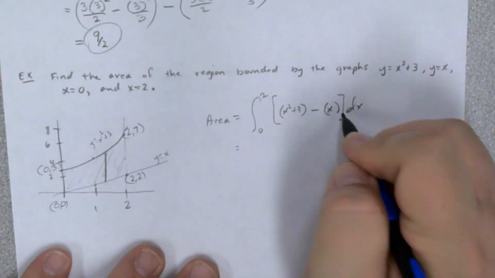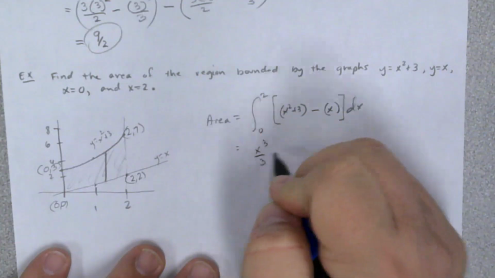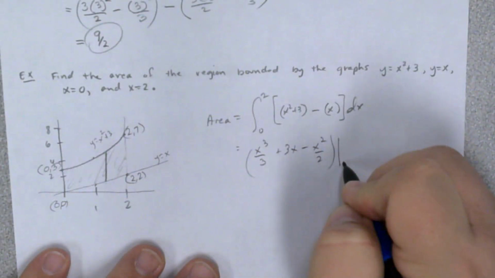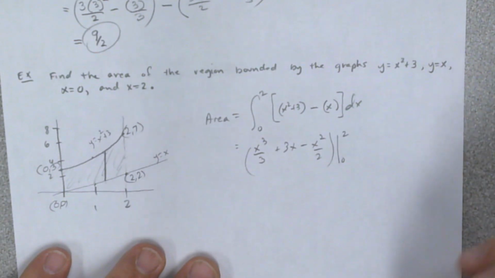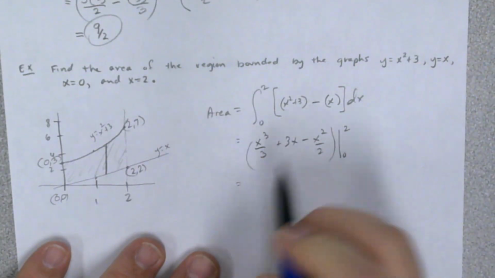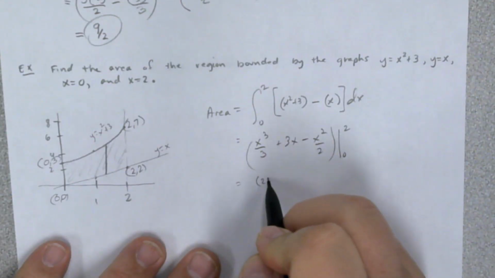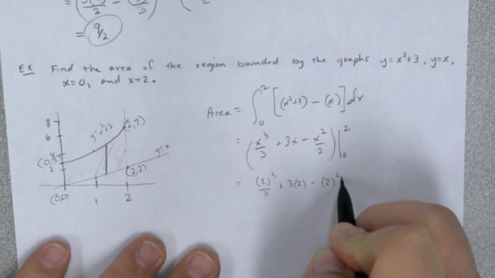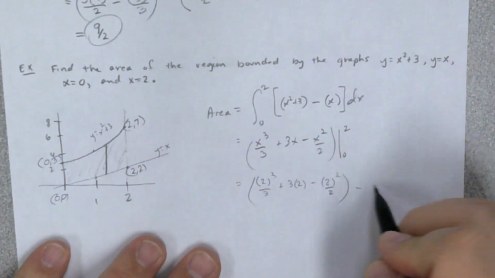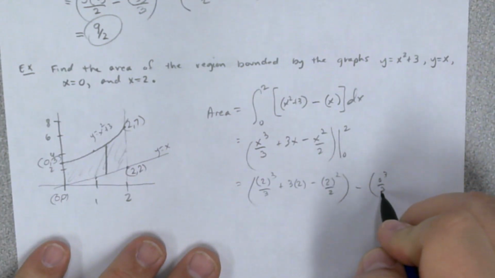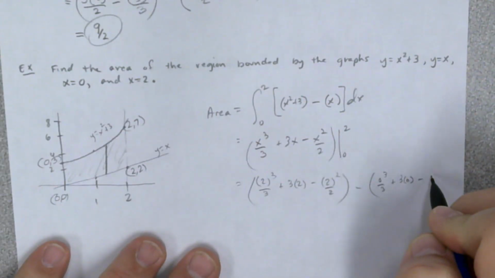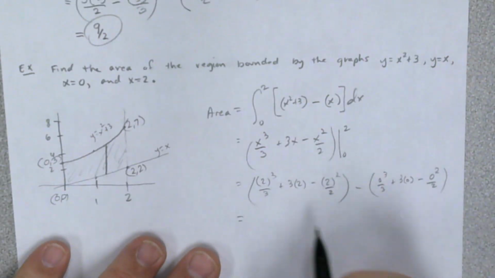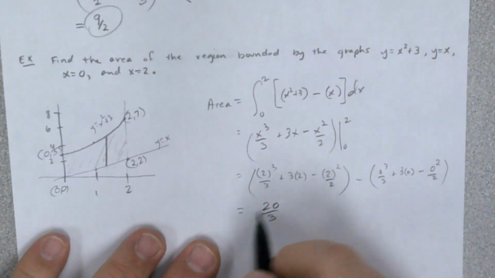And you can just do each piece that's in here. x to the third over 3, 3x, x squared over 2, evaluated from 0 to 2. Upper, and then minus the lower. And then you can work that out and get your final answer here, which is 20 over 3.